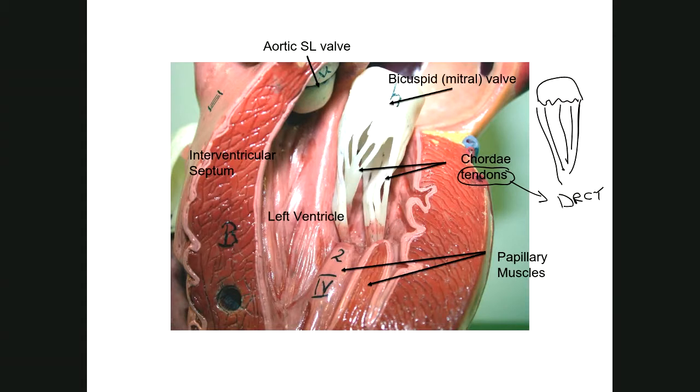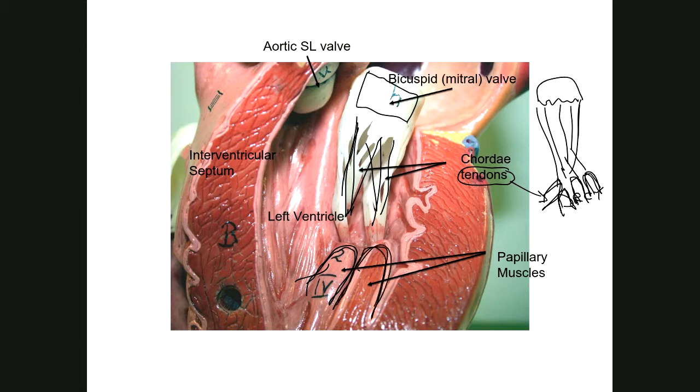So here's the valve itself. They connect the valve to little bitty outcroppings of muscle. So down here, there are little outcroppings of muscle. And these little outcroppings of muscle look like nipples. And so that's what these strings, these tendons are attached to. And here they are right here. They look like nipples. And the word for nipple is papilla. So they're called papillary muscles.